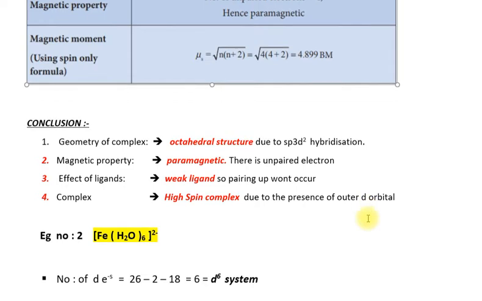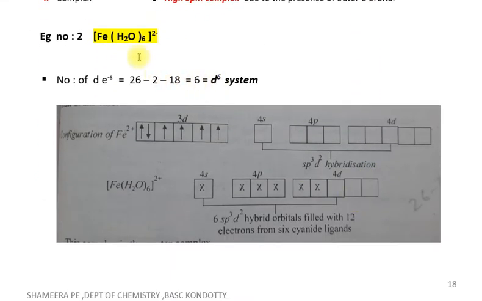So this is the first example, and the second example is Fe(H2O)6 2+. We definitely have to look at which system it is. This is a d6 system, as Fe is given as Fe2+. Fe2+ is 3d6, sorry, 3d6, not 3d7. Fe2+ is 3d6, leaving the 4s, 4p and 4d vacant. Here also the ligand water is a weak ligand. Therefore the pairing won't take place.